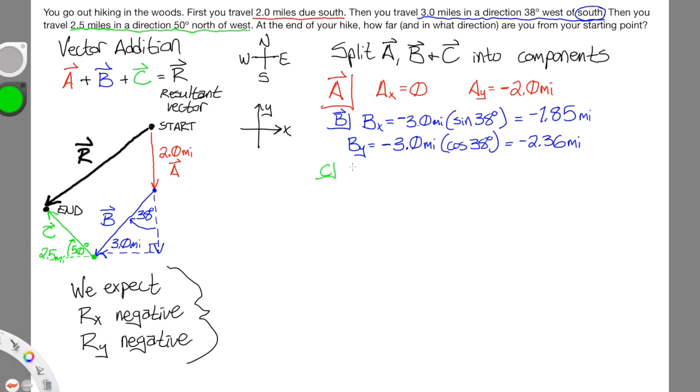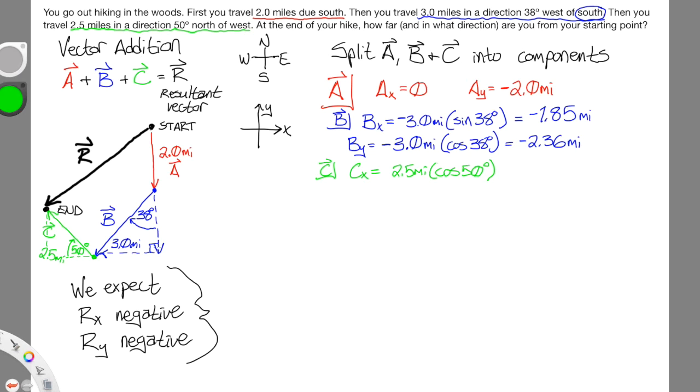Lastly, we do the same thing for vector C, where Cx is going to be, again, our magnitude, 2.5 miles, times now the x component of this vector right here. Kind of try to draw out the triangle for you. Part of it's hidden under those labels. But the x component is now the adjacent component, which means here the x component is going to be cosine rather than sine like it was before. X won't always be cosine, but cosine will always be adjacent. So adjacent here is the x component. Adjacent for vector B was the y component.